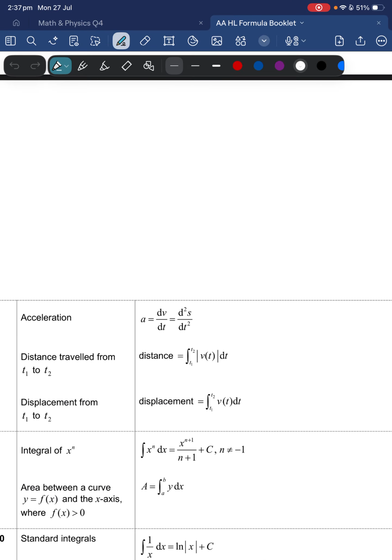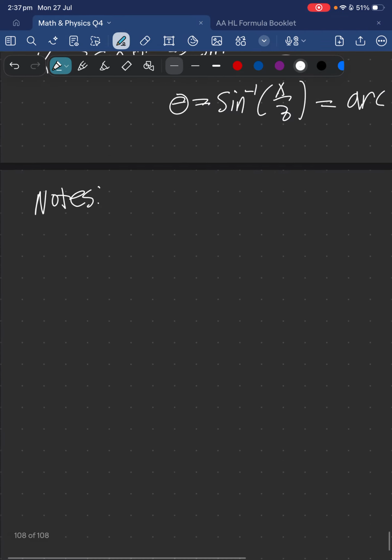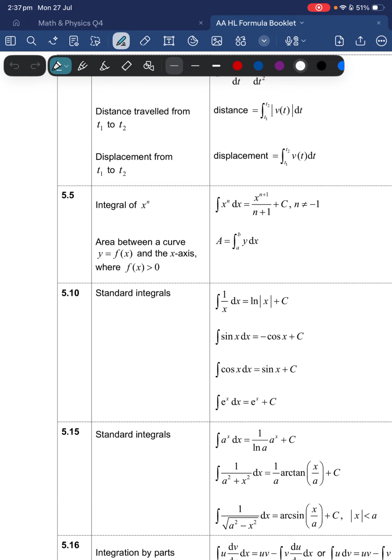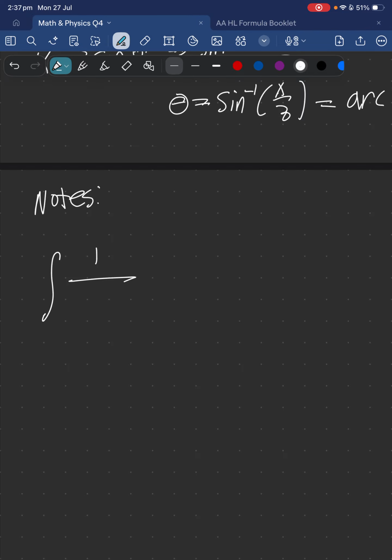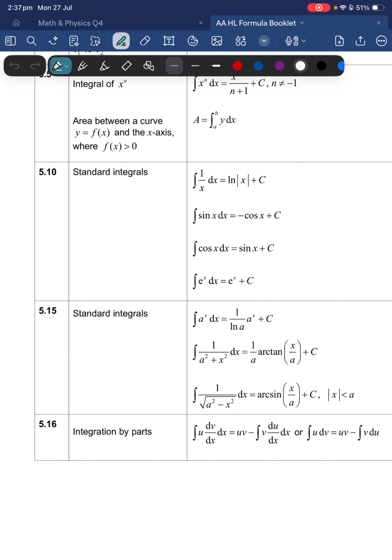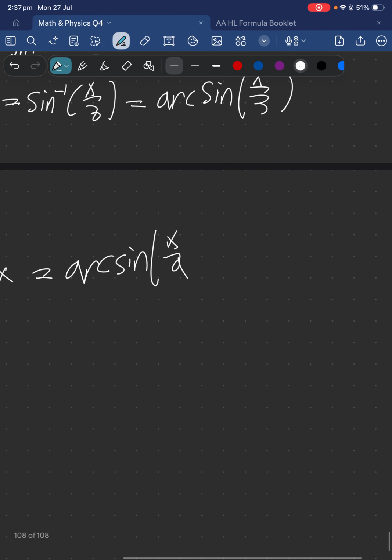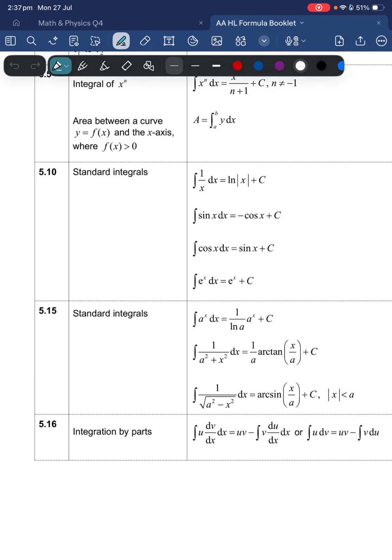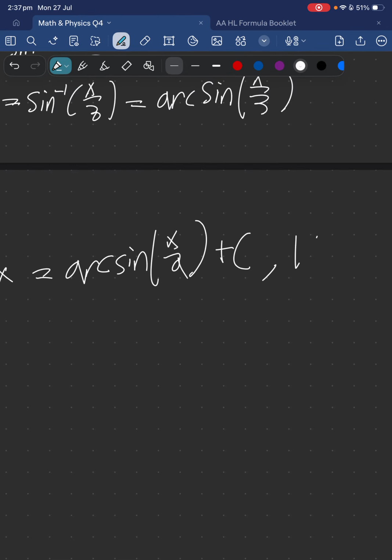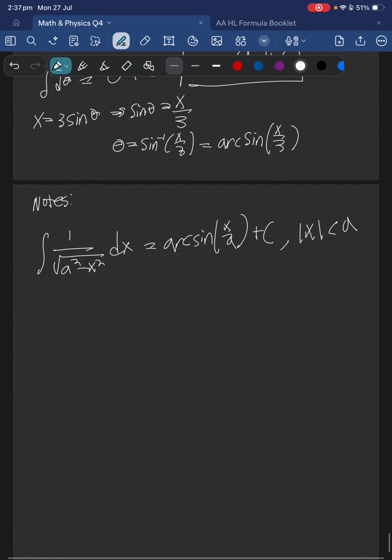It is the integral of 1 divided by the square root of a squared minus x squared dx, which is equal to arc sine of x over a plus c. And then we have a condition, right? This condition we always have in math, right? We have it in geometric series, etc.